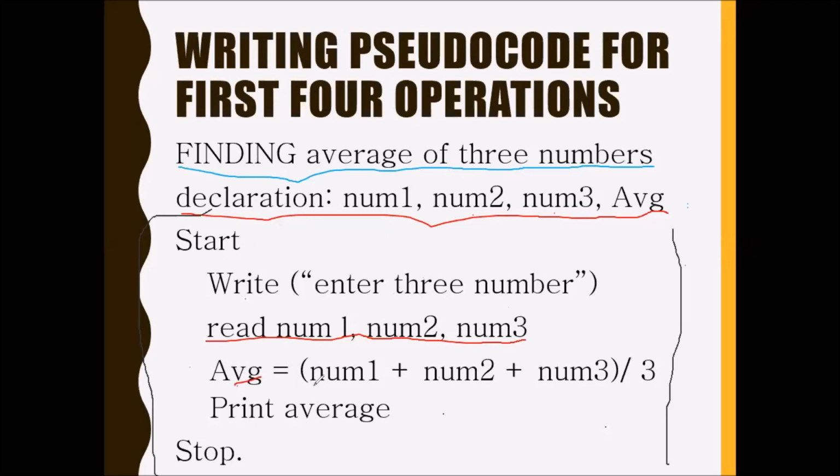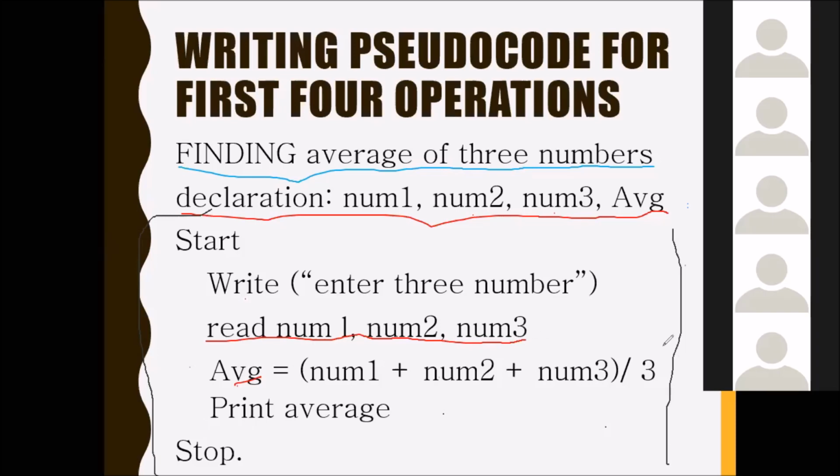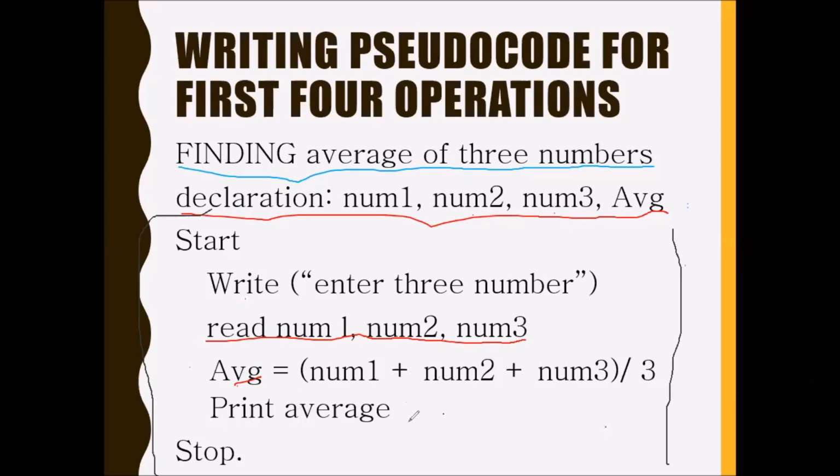Right. So average, what is the formula for average? Average is equal to num1 plus num2 plus num3 divided by 3, the same amount of numbers. So if it was 4, this would be 4. And then the last part now is to print average. So in case here, we could have this. I'll show you.